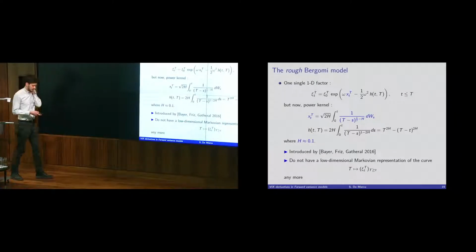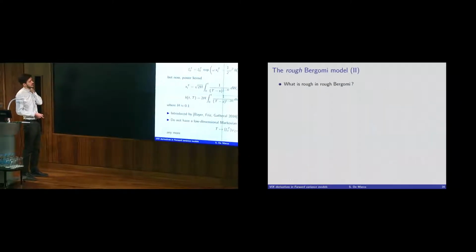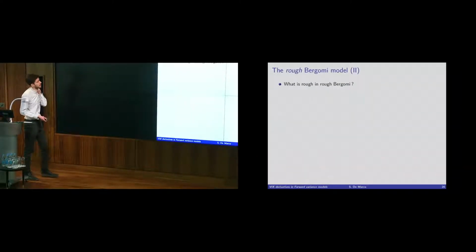What is less appealing in this model is that we don't have a low dimensional representation of this curve anymore. We are not able to write this object as a function of capital T and one single Markov process, as before. This makes the model more complex from a computational point of view, but it has other appealing properties concerning the structure of implied variances and covariances in this model. So why is this model rough?